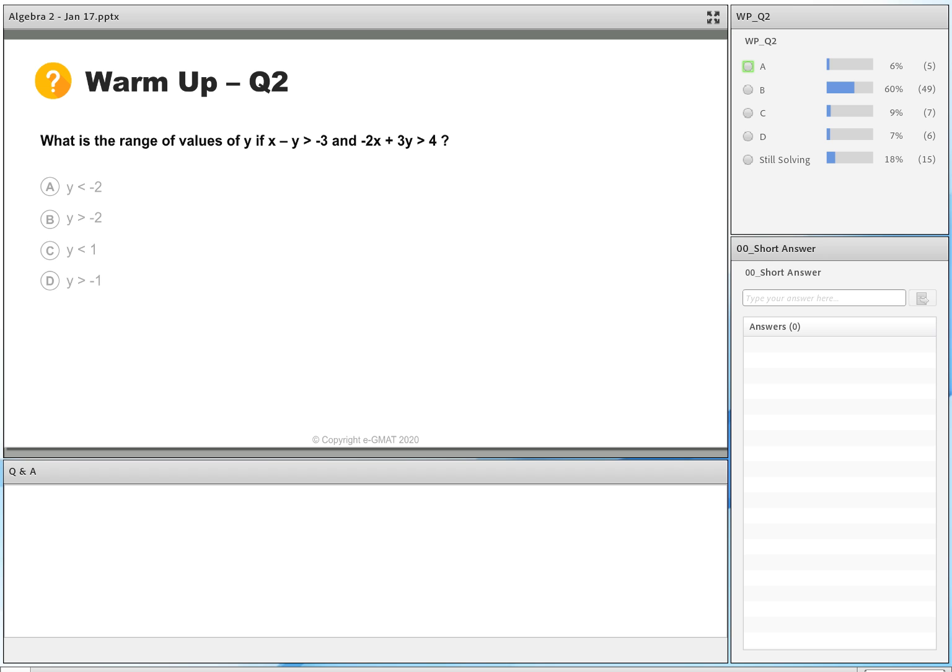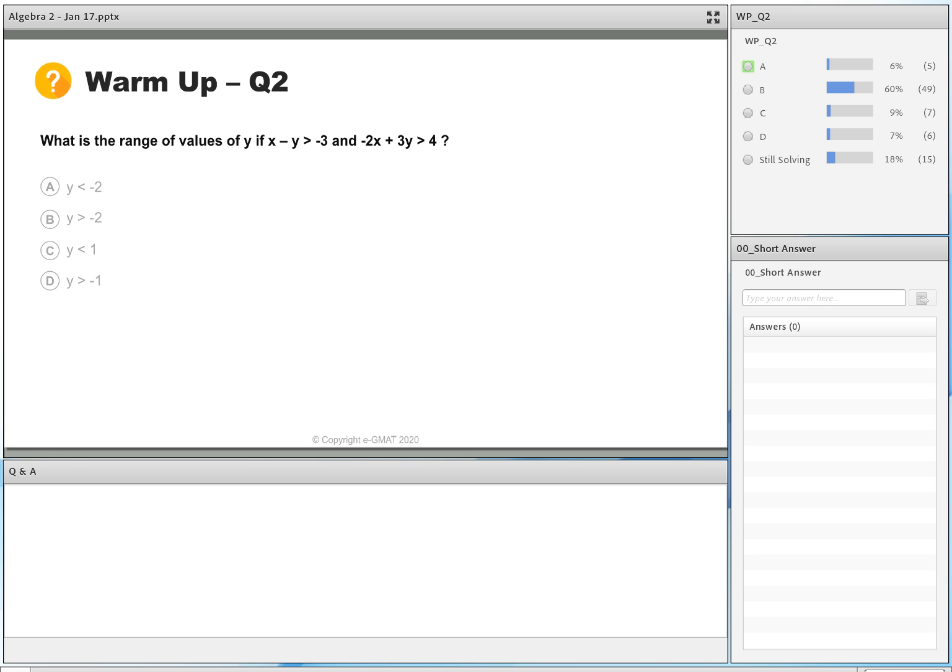All right, so 60% of you tell me that the answer for this question is choice B, and almost a fair share between choices A, C, and D. The answer for this question is choice B, and kudos to all 49 of you who got this question correct. Now, let's look at the question.